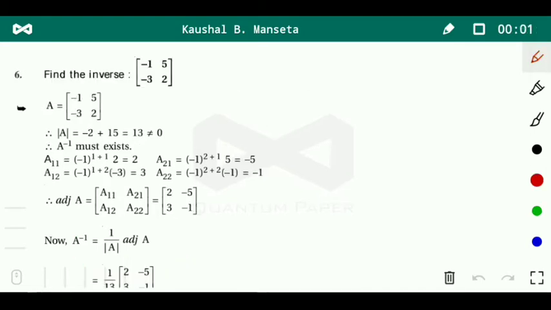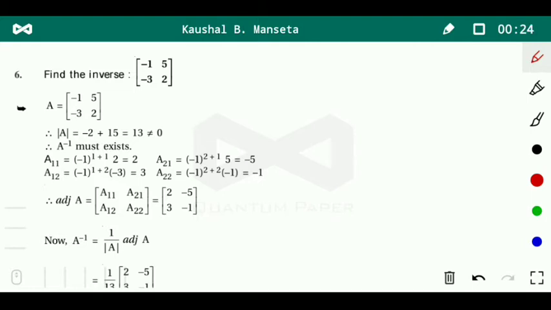Okay, next question number 6. Find the inverse. Same thing, we first find determinant of A. Okay, so minus 1 twos are minus 2, minus minus plus 5 threes are 15. So 15 minus 2 is 13. Again this does not equal 0. Therefore A inverse must exist. Next we have to find adjoint of A. So before finding adjoint of A we have to find cofactors of all elements.